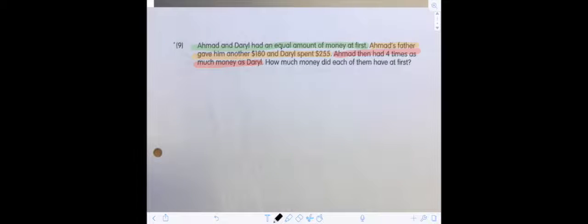Alright, again, when we are dealing with models, I always like to start from the back, start where they say how many times, easier to draw the model. So we got Ahmad, you got Daryl, right? Ahmad had 4 times as much money as Daryl after everything ended. So I'm just going to draw one big unit here. Okay, 4. And Daryl only had one small sad unit.